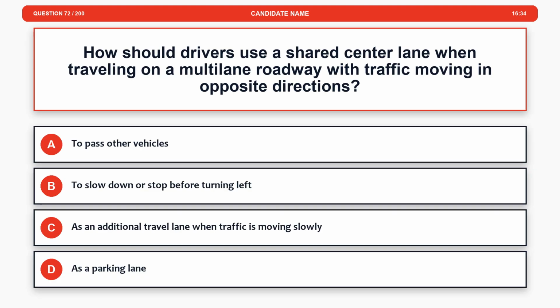Question 72. How should drivers use a shared center lane when traveling on a multi-lane roadway with traffic moving in opposite directions? Option A. To pass other vehicles. Option B. To slow down or stop before turning left. Option C. As an additional travel lane when traffic is moving slowly. Option D. As a parking lane.